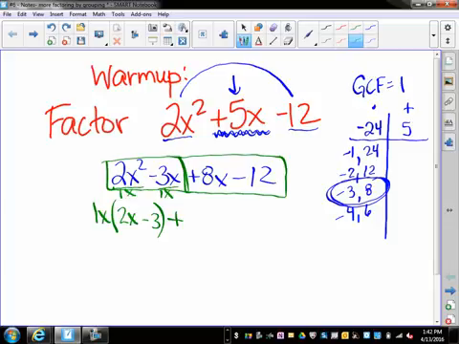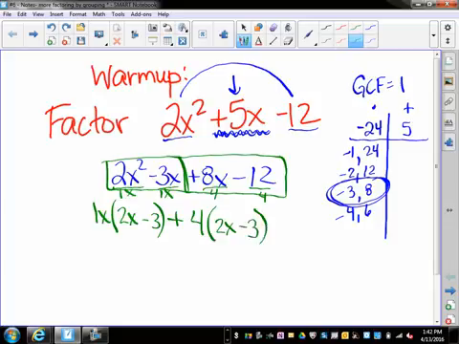What's the largest number I can take out? 4. Alright, can I take out an x? Nope. Alright, so now my parentheses, so 8 divided by 4 is 2. And x we still have. So again, we're dividing this by my GCF. Alright, negative 12 divided by 4? Yeah, that's the end of my parentheses.